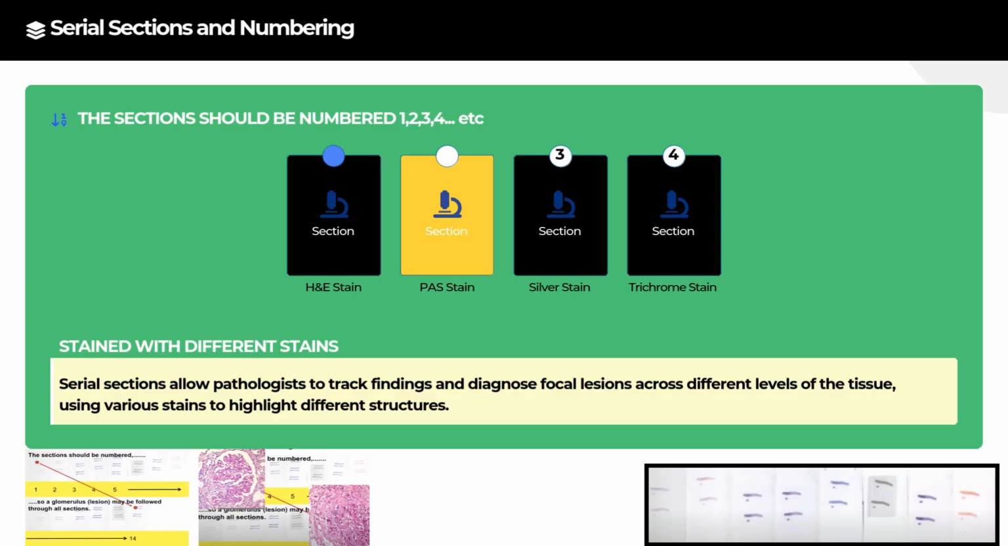Again, serial sections allow pathologists to track findings and diagnose focal lesions across different levels of tissue using various stains to highlight different structures. And these are the stains applied: H&E, PAS, silver, and trichrome applied to serial sections. And this is the position of each section. Each one of these is a serial section. Again, we will number them 1, 2, 3 to follow any developing lesions.